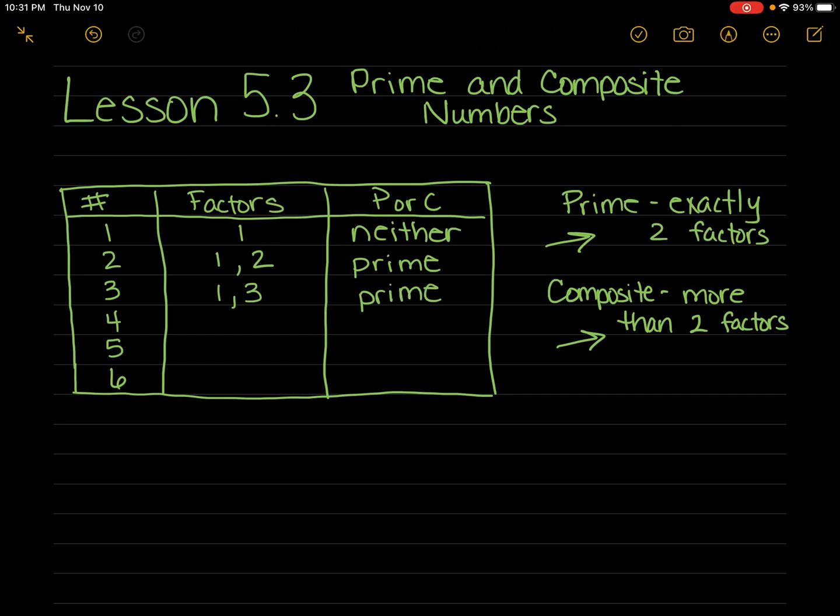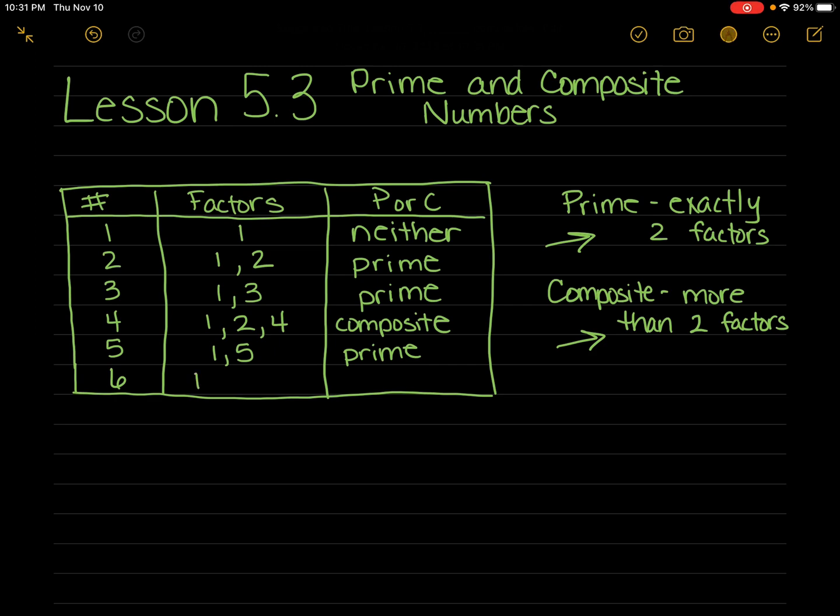Okay, what about 4? What are the factors of 4? See if you can list them. Okay, you should have said 1, 2, and 4, because 1 times 4 is 4, and 2 times 2 is 4. So those are the factors. So since this one has 3 factors, this is composite. Remember, composite has more than 2, and 3 is more than 2. Okay, 5 would be 1 and 5. So that one's prime. It only has 2 factors.